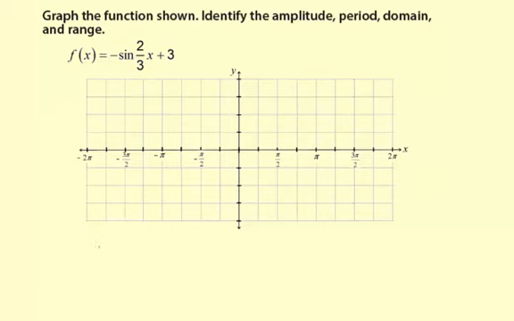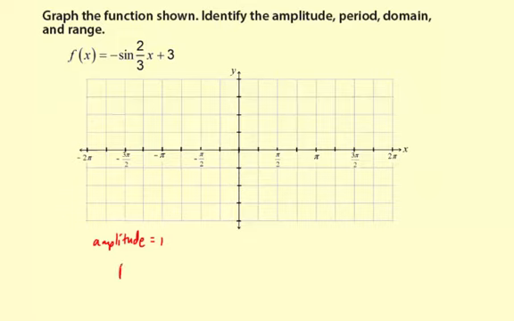Well, the amplitude is 1 in this case. We have a negative sign in front of the sine function, and that negative sign is a vertical reflection, but it doesn't change the amplitude. So the amplitude is 1.